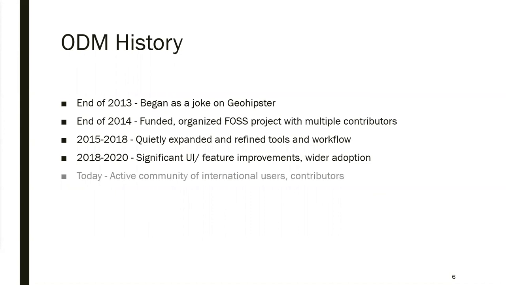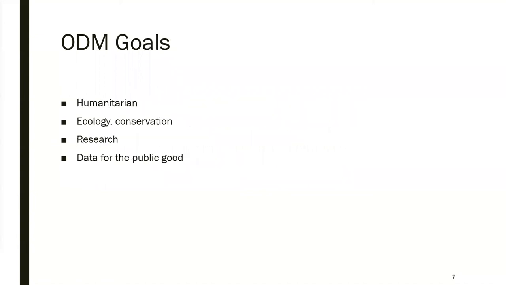So today there's an active community of international users and contributors to the project. So it's pretty active. Goals originally and today: I referred to OpenStreetMap, and open source and civic tech efforts tend to attract people who are interested in collectively gathering their contributions together for the betterment of humankind and the world. And so you see a lot of strong interest among the contributors to ODM in humanitarian goals, ecology and conservation, and research, in particular producing and working with data for the public good. So these are some of the underlying tenets of ODM.